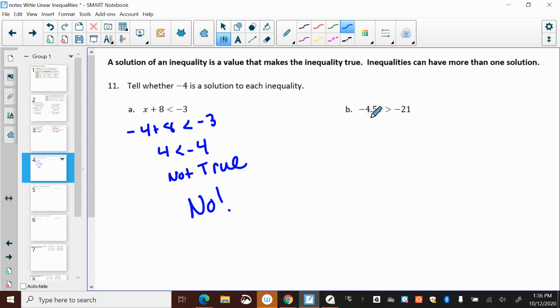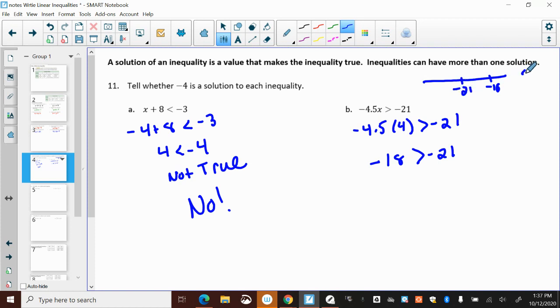Let's try this other one here. So minus 4.5 times 4, is that greater than -21? When you multiply these together, and I did use a calculator, and you're welcome to as well, I get minus 18 is greater than -21. If you look at a number line, -18 is here, -21 is here. Negative 18 is closer to 0, so this is a true statement. And our answer therefore becomes yes.